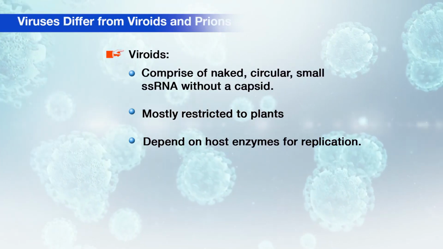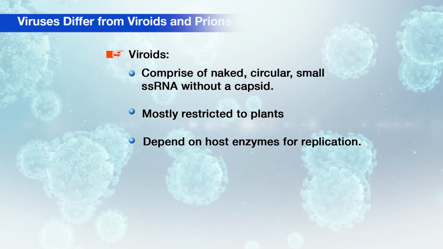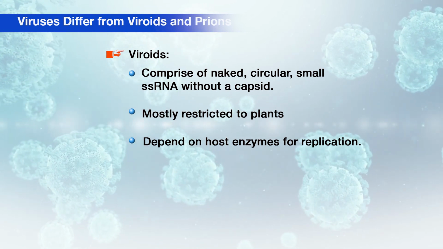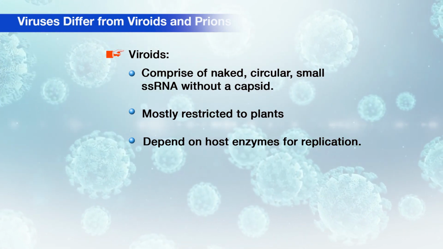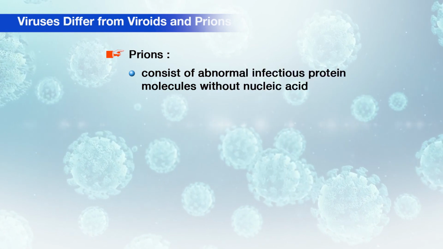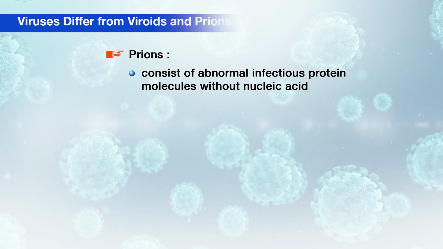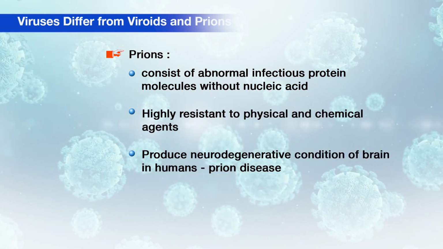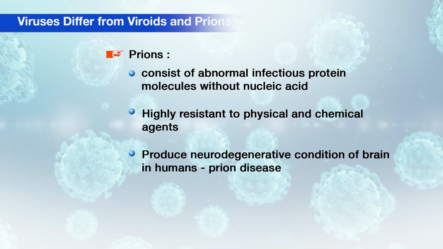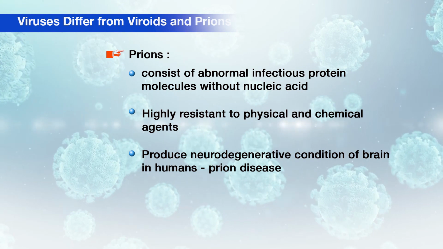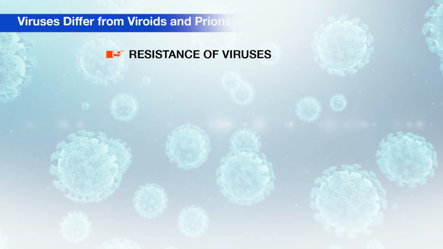When we differentiate viroids and prions from viruses, viroids are usually comprised of naked, circular, small single-stranded RNA, which does not have a capsid and is usually restricted to plants, and depends on host enzymes for replication. Prions, on the other hand, are abnormal infectious protein molecules which do not have a nucleic acid. Prions are highly resistant to physical and chemical agents, and they produce a neurodegenerative condition in the brains of humans called prion disease.